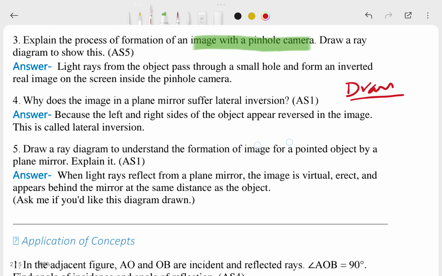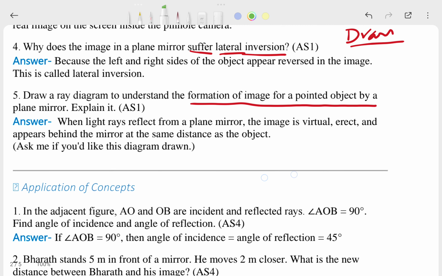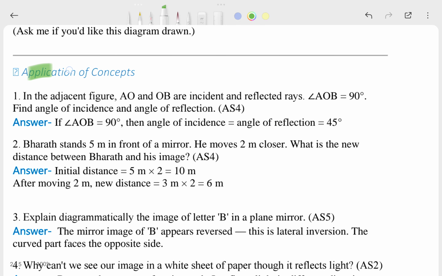The fourth question is: why does the image in a plane mirror suffer lateral inversion? That's the answer. Then draw a ray diagram to understand the formation of an image of a pointed object by the plane mirror, and explain. Generally these are the questions. Is it clear? After that we talk about application of concept.